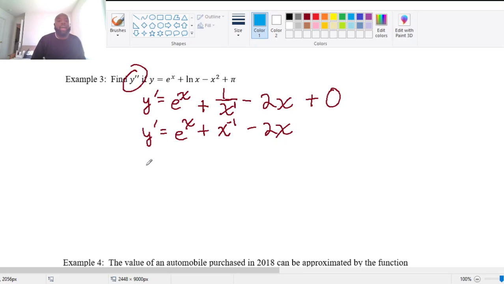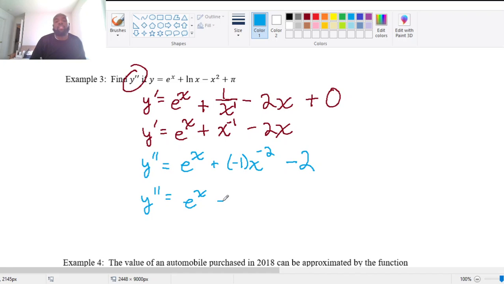So now I can do y double prime. The derivative of e to the x is e to the x. Now when I do this derivative, it's a power rule. So it's going to be plus a negative 1. And if I subtract 1 from that original exponent, negative 1, I'm going to get negative 2. And this is the derivative of a linear function, which is its slope, which is the number there, right? And so if I clean that up, I'll have y double prime equals e to the x. Instead of saying plus a negative, I'm just going to write it as a minus x to the negative 2 minus 2. And that could be my answer.